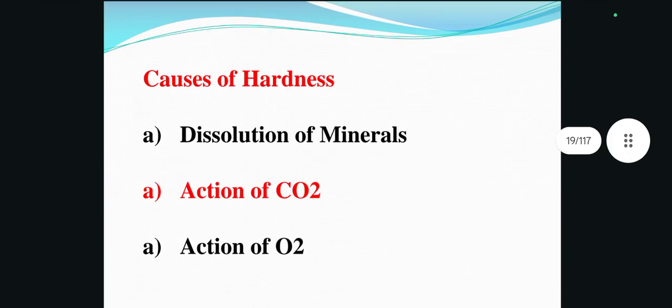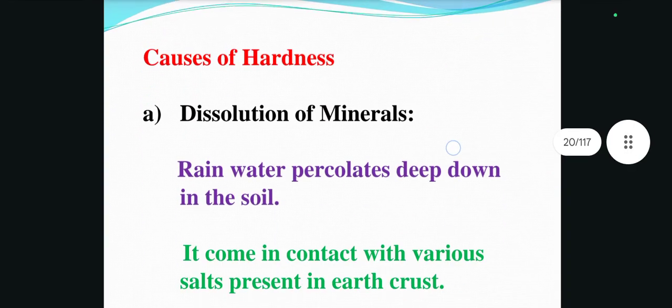Now here, naturally or originally water is not hard. Because of some changes, some chemical processes, some reactions, that soft water converts into hard water. So in that, the first cause is dissolution of minerals, the second one is action of CO2, and the third one is action of O2. So these are the three main causes that are responsible to make water hard. Now first we will see dissolution of minerals.